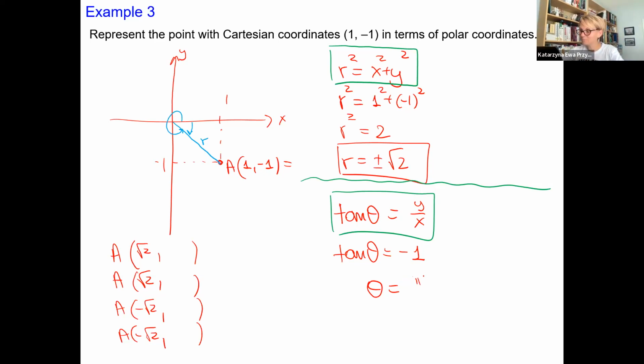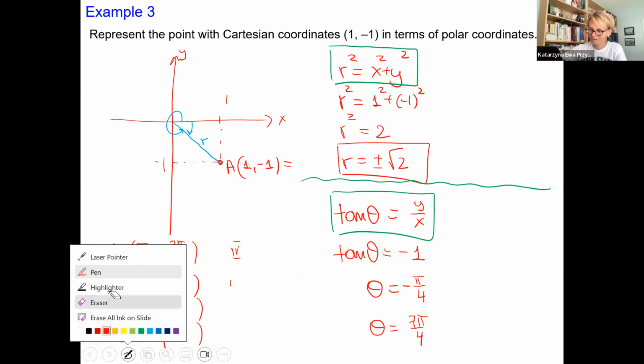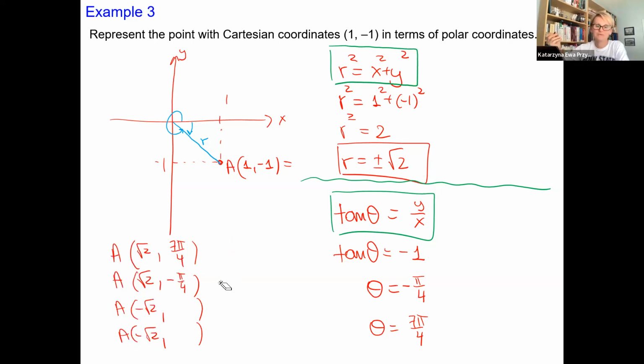Yes, that means this is pi over 4. However, negative will give us negative. Or I can say, what's the positive notation for negative pi over 4? 7 pi over 4. That means since I will use positive square root of 2, positive distance, I can say 7 pi over 4 or negative pi over 4. That's the 4th quadrant. All of them will be in the 4th quadrant.